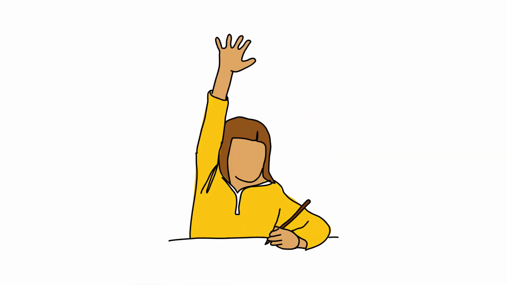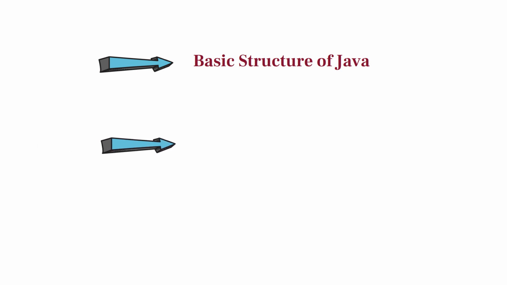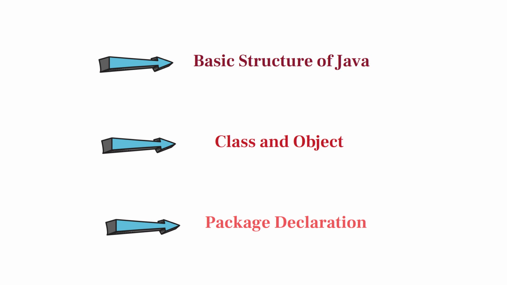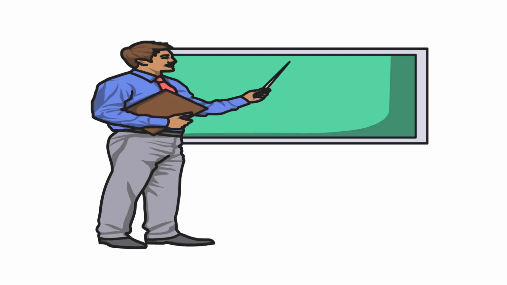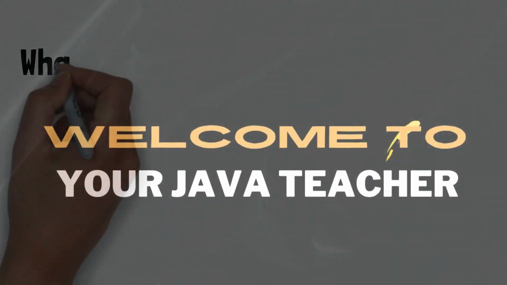Hello everyone. In the previous video we understood the basic structure of a Java program, class and object, and also the package declaration. Now in this video we will learn about data types and variables. So let's get started.